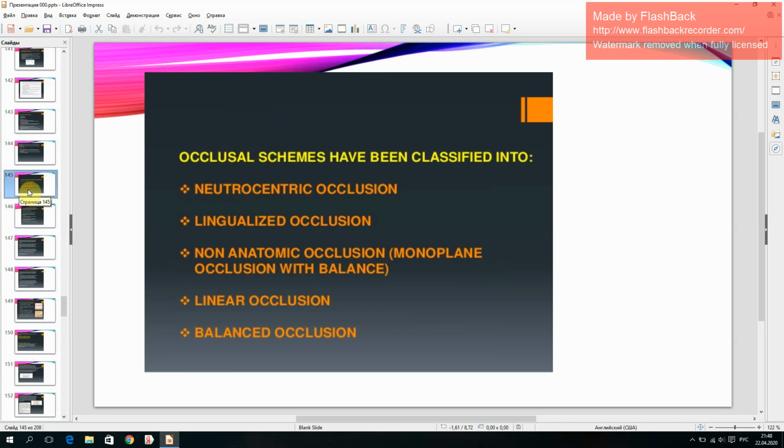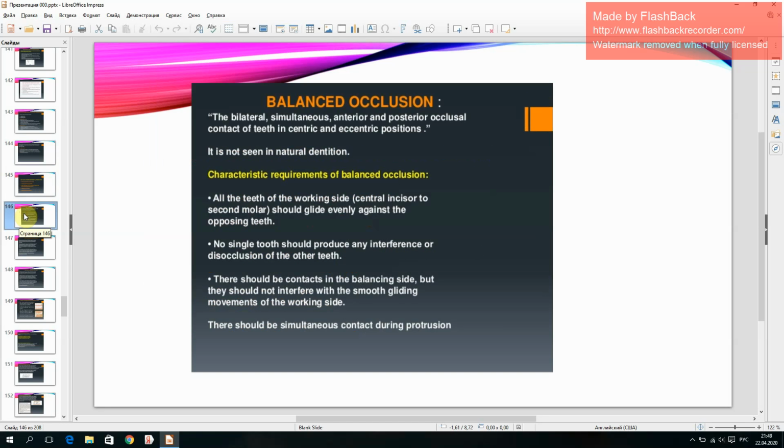Occlusal schemes have been classified into nature-centric occlusion, lingualized occlusion, non-anatomic occlusion, monoplane occlusion with balance, linear occlusion, and balanced occlusion. Balanced occlusion is the bilateral simultaneous anterior and posterior occlusal contact of teeth in centric and eccentric positions. It's not seen in natural dentition.